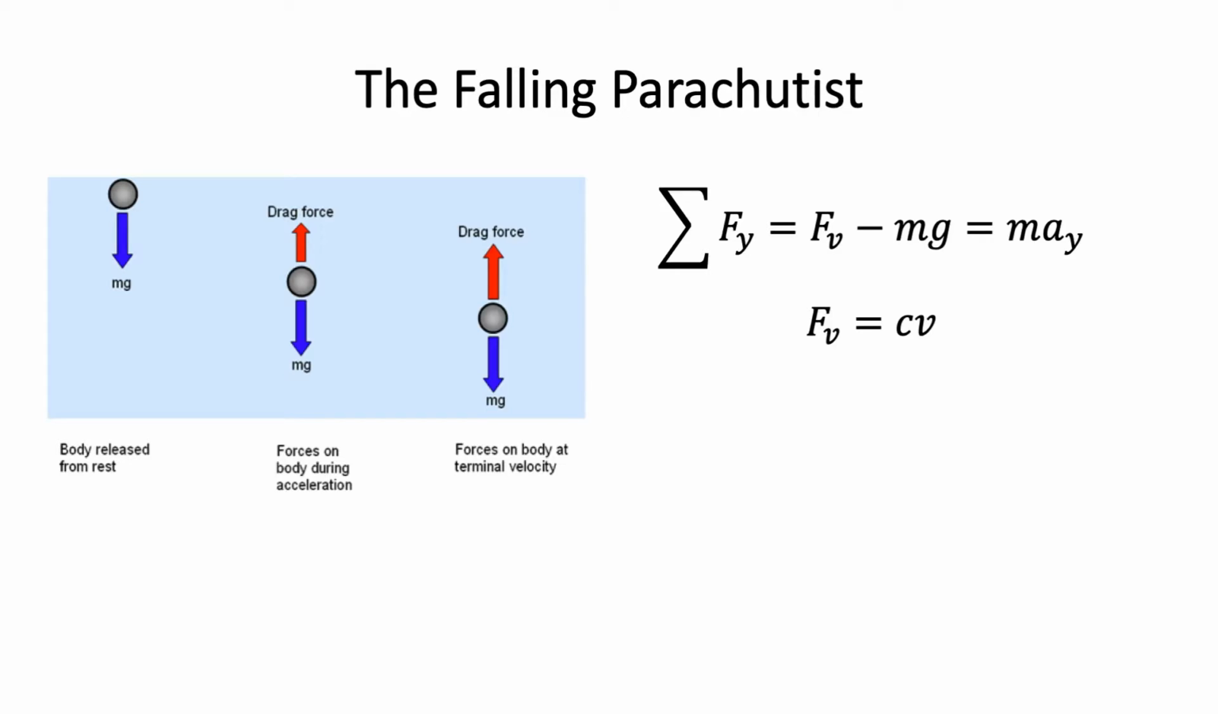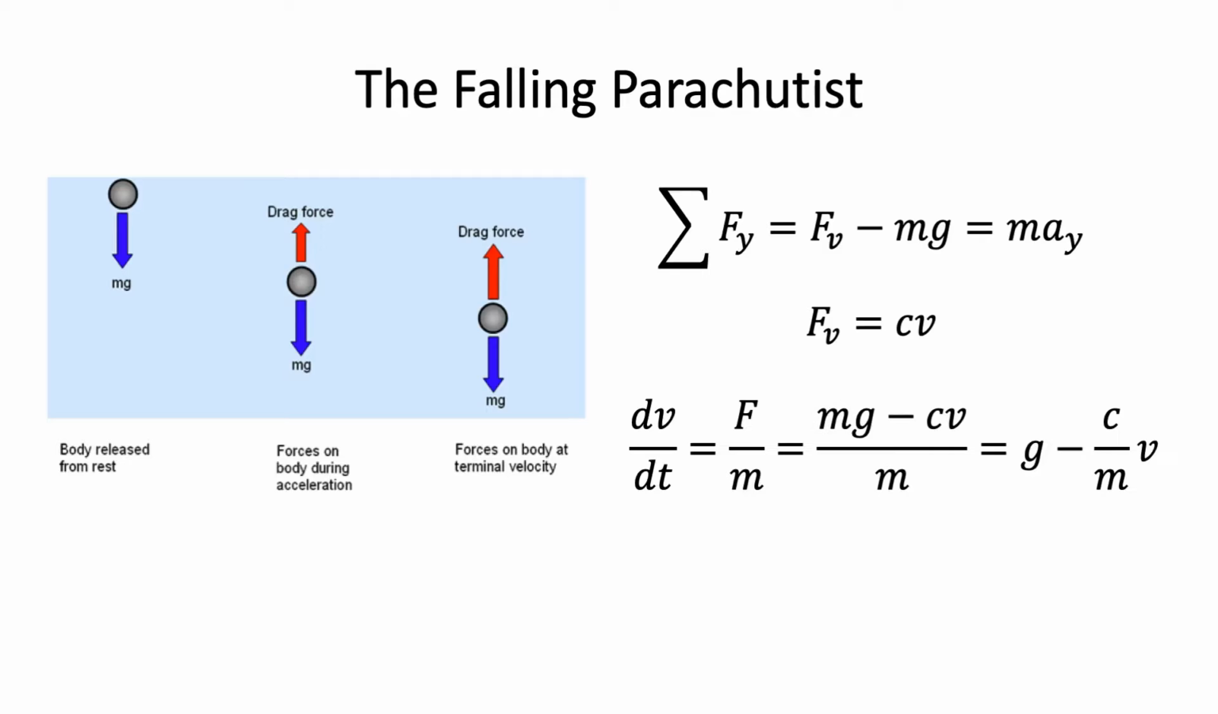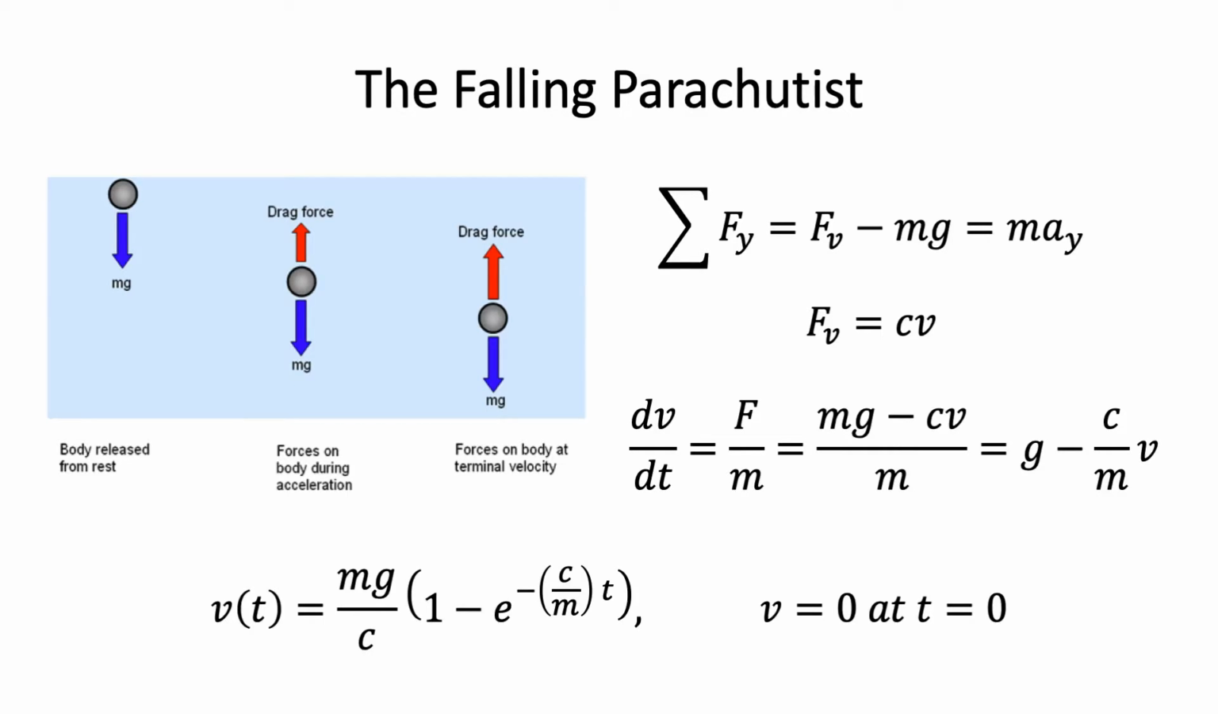Since we know that the acceleration is just the derivative of the velocity with respect to time, we end up with this differential equation. This is easily solvable, and we derive the equation for the velocity. We can derive the equation for his position in the same way.